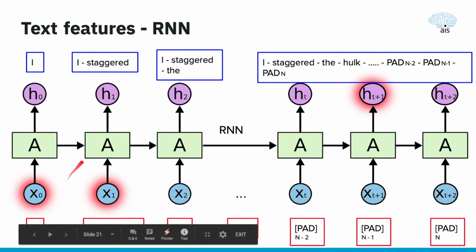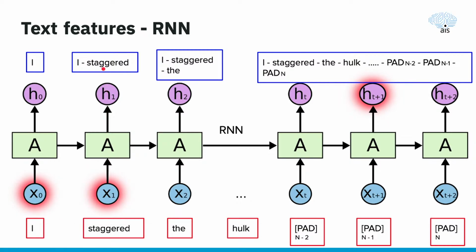So here I have the input, the words "I stacker the hook". Each neuron will learn a word. The first neuron learns the word "I". Then the second neuron accepts the word "stacker" and learns "stacker" itself and the relationship between "stacker" and the word "I", and so on. That's how recurrent neural networks work.